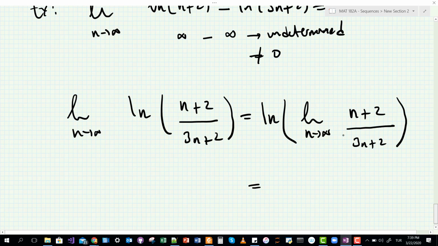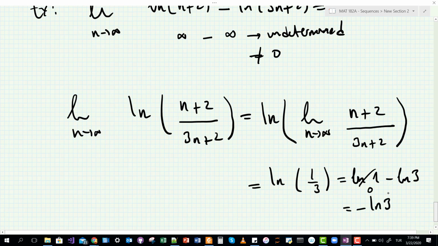And then I know the limit of the inside. The limit of this is going to be equal to, if you apply the L'Hopital rule, since it goes infinity over infinity, the derivative of the top part is going to be 1, the derivative of the bottom part is going to be 3, so the limit is going to be 1 over 3. So my result is going to be ln of 1 over 3. You can simplify more by doing this: ln 1 minus ln 3. Since ln 1 is 0, my result is going to be negative ln 3.